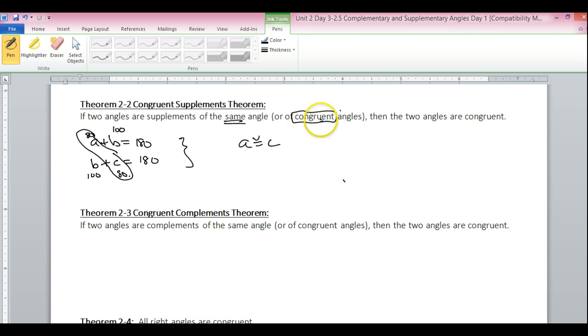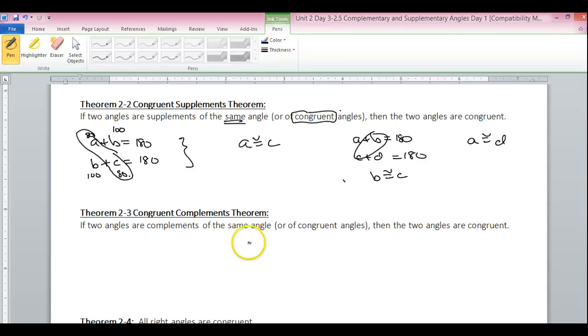Now, what this congruent part is saying is if I know A and B are supplementary, and then I know, say, C and D are supplementary, but then I say, okay, B is congruent to C. What happens is, if these are congruent, we also conclude that the other angles A and D must be congruent. So it's a hard theorem to digest right now, but once we start applying it, it'll make more sense.